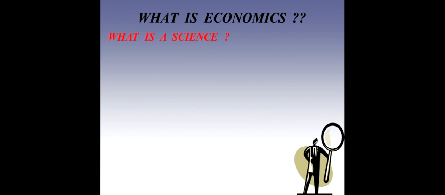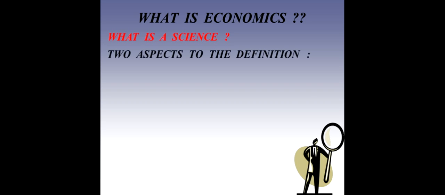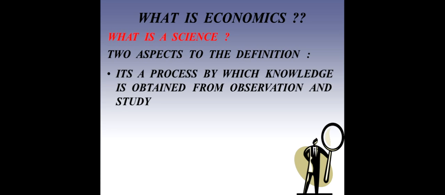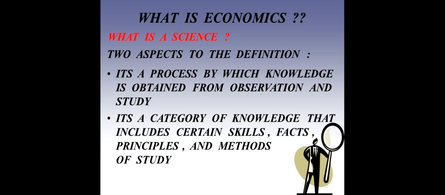In this brief look at the social sciences and economics as part of them, it may be useful here to step back for a second and put the social sciences in the context of science in general. So let's start with a simple question. What is a science? Well, a science has two aspects to the definition. First, it's a process by which knowledge is obtained from observation and study. Secondly, it can also be a category of knowledge that includes certain skills, facts, principles, and methods of study.